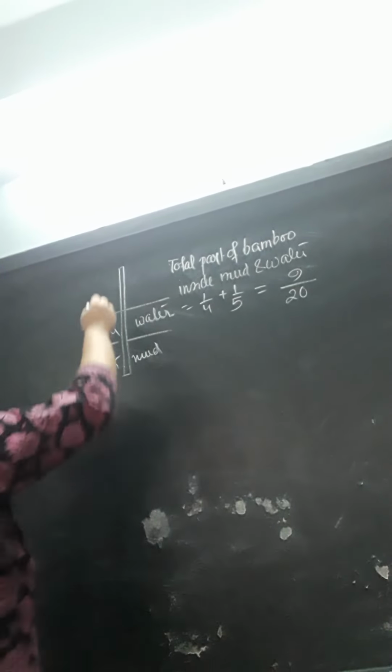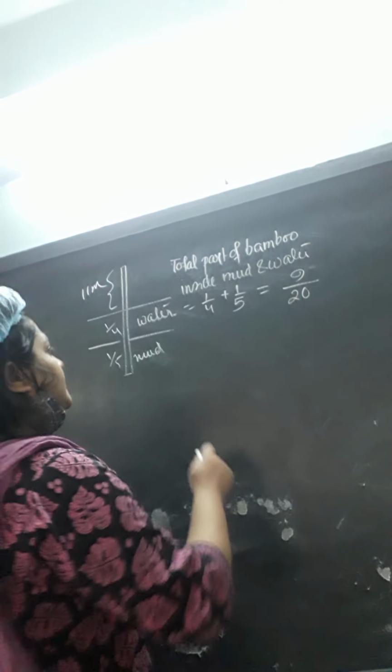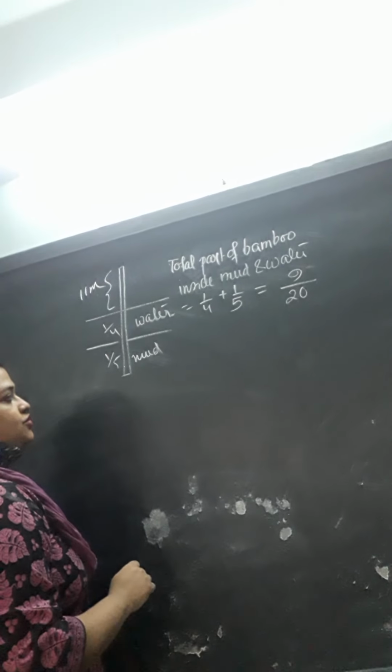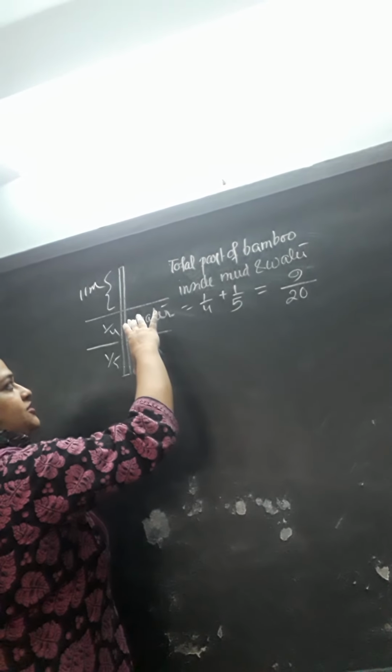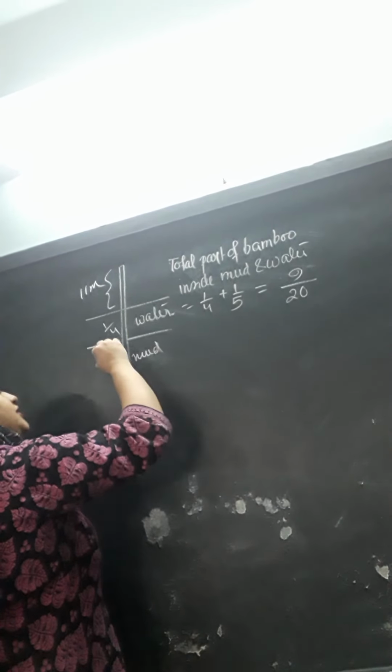First what we will do, if this is the total stick, it means 1. That fraction total is always equal to 1. So if I say this is the total stick 1, and from there if I subtract the fraction of stick which is inside mud and water, which I know, and I have found out its total, I will get the fraction of the stick which is outside.